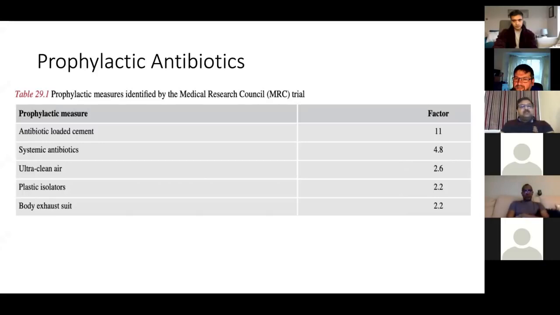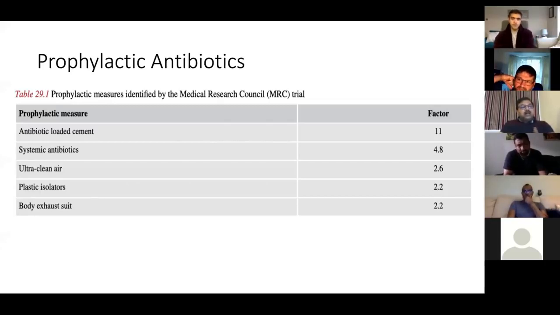Prophylactic antibiotics. Now, this was an MRC trial. If you look at the measures which really changed the incidence of surgical site infection, the first one is antibiotic loaded cement and the second one is systemic antibiotics. And if you look at the magnitude of change, it is much higher than ultra clean theater, plastic isolators, body exhaust suit. So use of systemic antibiotics has brought about a major change in the incidence of surgical site infection.